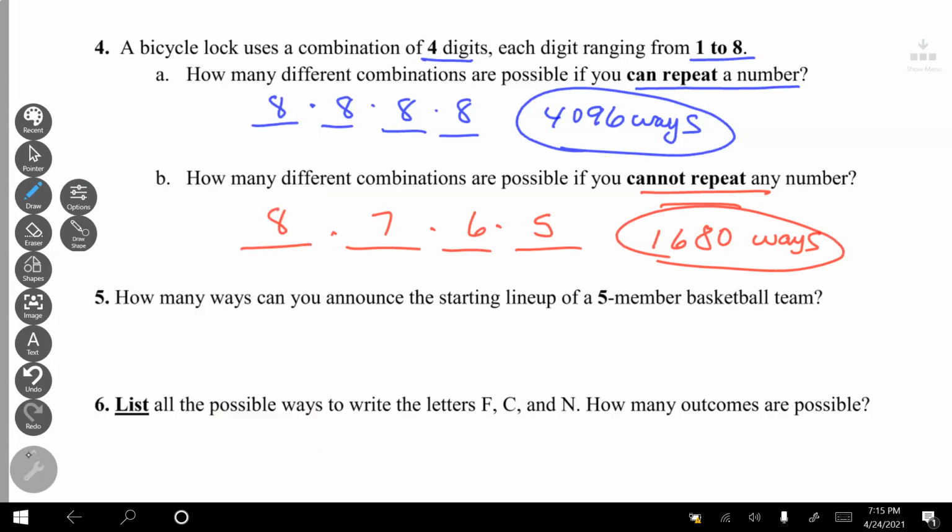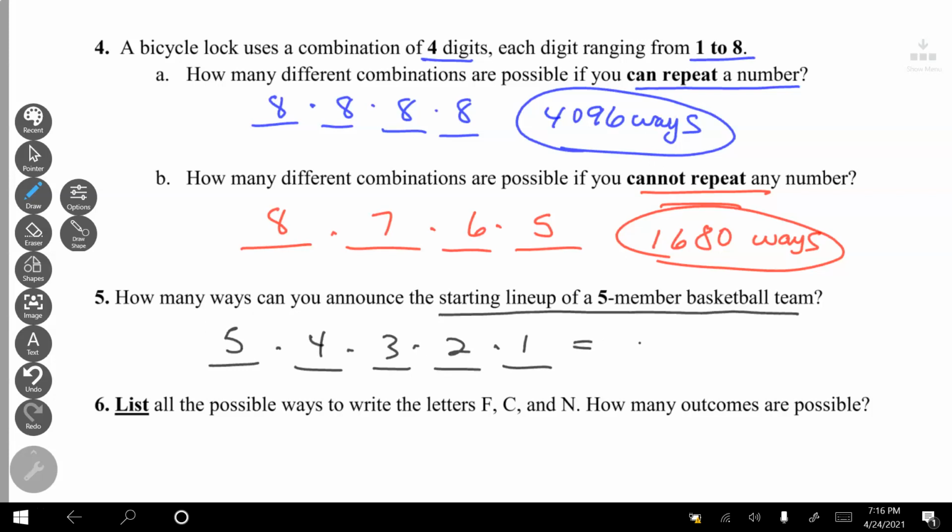A basketball team. The starting lineup of a 5-member basketball team, well, I have 1, 2, 3, 4, 5 guys on the team. I do the first starter. There's only 4 guys left. There's only 3, 2, 1. I have 120 ways that I can announce the 5 members of the starting basketball team.